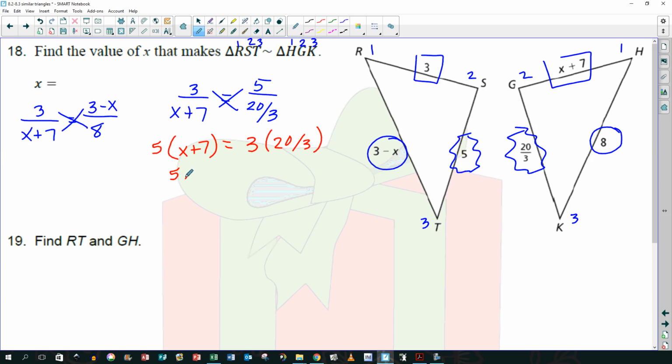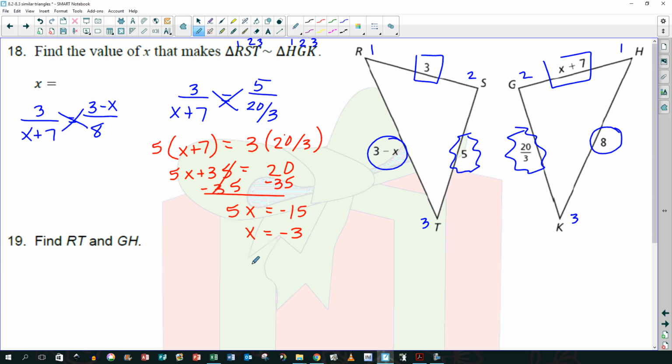So this is 5x plus 35 equals 20. Because 3 times 20 is 60. 60 divided by 3 is 20. So subtract 35. I get that 5x is negative 15. So x is negative 3.